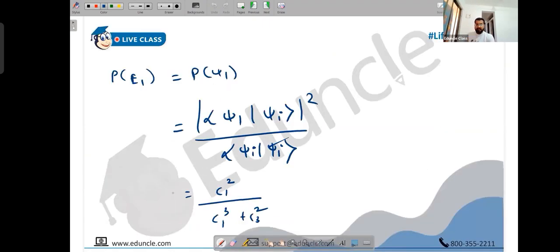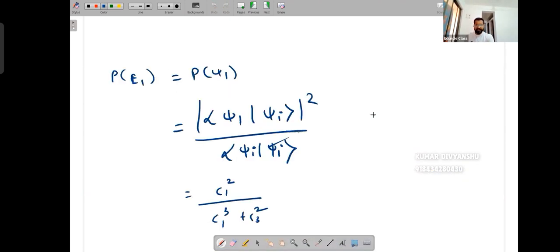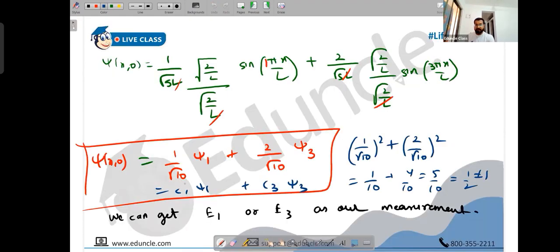So this is the probability. I have also told you that we write the square because the values are real, not complex. If they were complex, then instead of writing the square, you have to write the star, like C1 squared should be written as C1 star C1. They are not complex, so I am directly writing C1 squared. So let's calculate: C1 is 1 upon root 10, and C3 is 2 upon root 10.